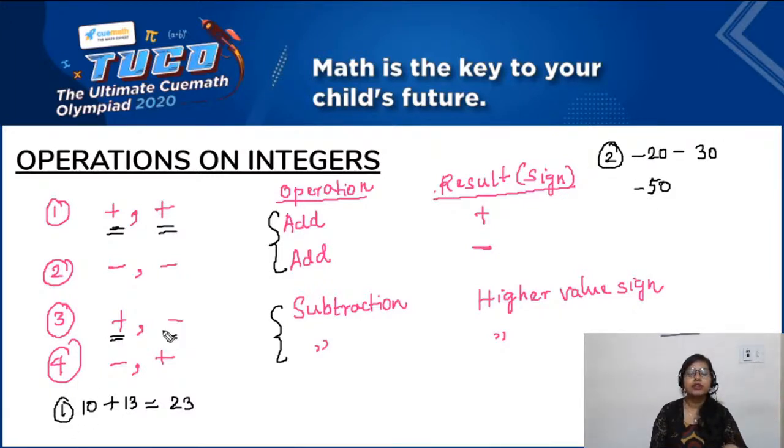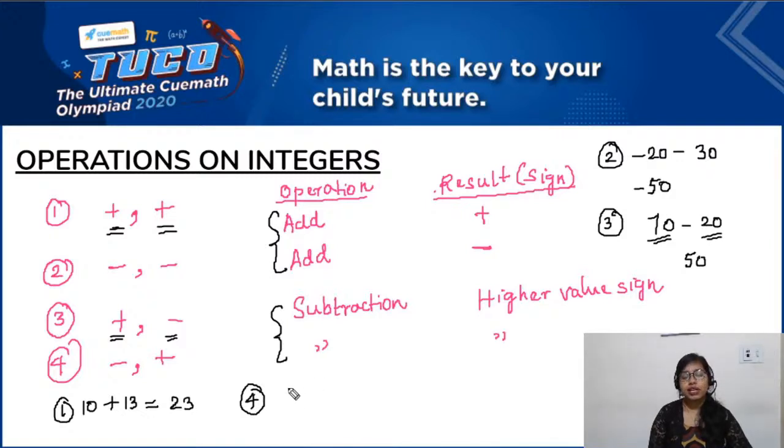Coming to the third one, the third example could be of a positive and a negative number, that is, 70 minus 20. As you could see, this is a positive number, this is negative. So the operation performed would be subtraction. 70 minus 20 gives you 50. The result will depend upon the higher value sign. The higher value, 70, has a positive sign, so my result will also have a positive sign. Coming to the fourth example, a negative and a positive. Let's take minus 100 and plus 80. Since they are opposite signs, the operation that would be performed is again subtraction. So here it would be 100 minus 80, which is 20. The result will have a sign which depends on the higher value. The higher value is 100. It has a negative sign. So my final answer will also have a negative sign.